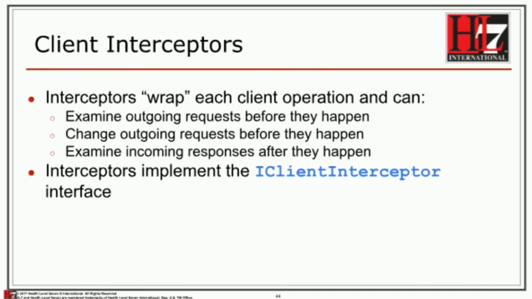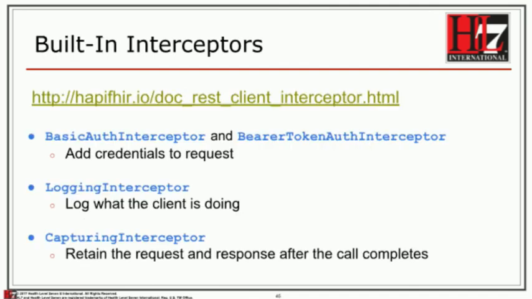They are able to inspect the content as it goes out and inspect the content as it comes back. They're also able to change the content before it goes out and change the response before it gets looked at by the framework. So you can use that to do really almost anything to your client, including security. There's a bunch of interceptors that come with HAPI FHIR. For example, the basic auth interceptor and the bearer token auth interceptor. Those are interceptors you would use to add security credentials to your requests as they go out.